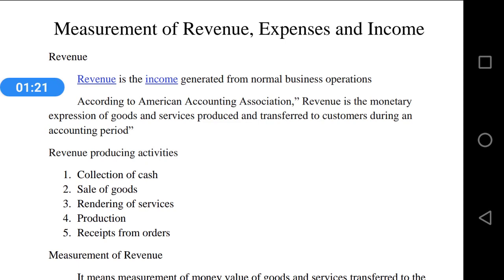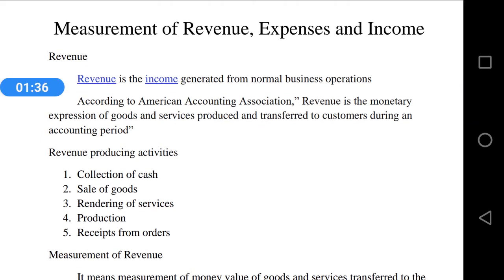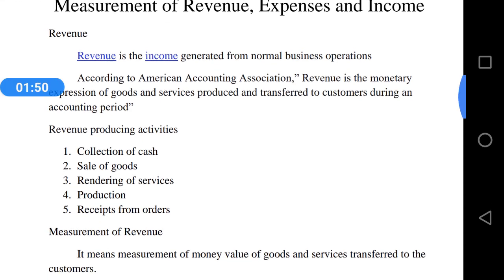Okay, then revenue producing activities which generate revenue. What are those? Collection of cash, sale of goods, rendering of services, production and receipt from orders. So these all are the activities which generate revenue, or which produce revenue to the business. So it may ask for 2 marks. What are the revenue producing activities? Collection of cash, selling of goods, rendering of services, then production, then receipt from orders, etc.